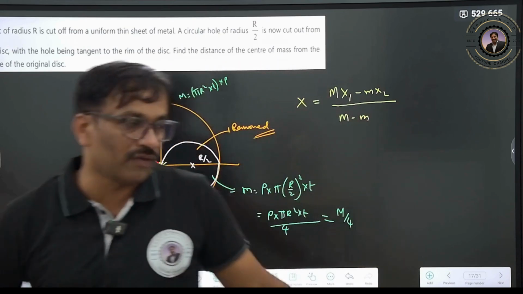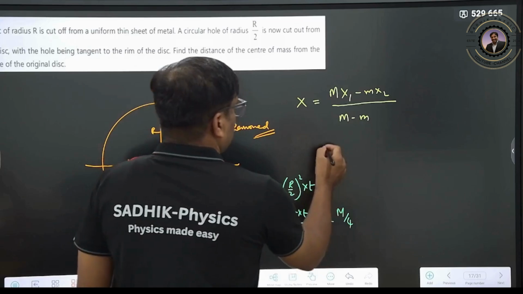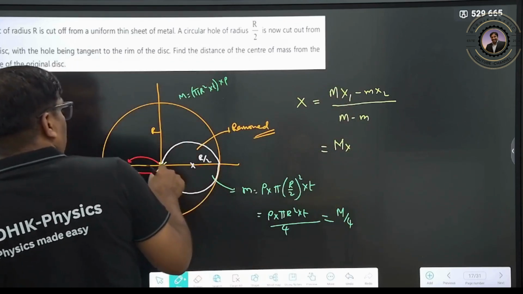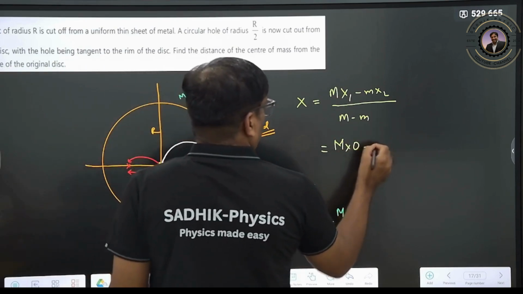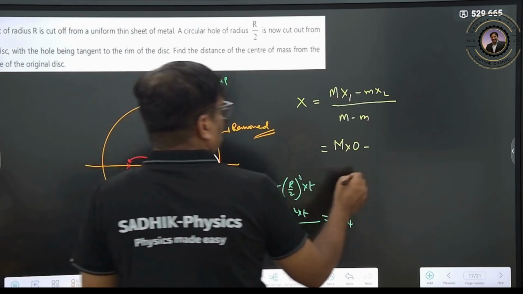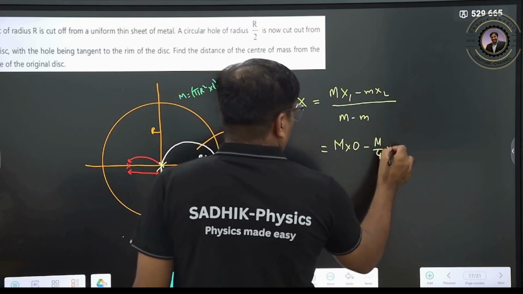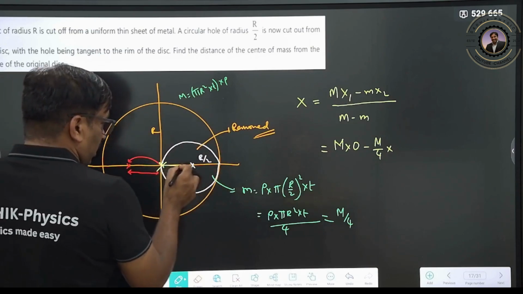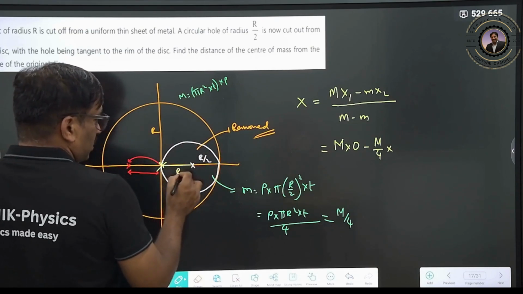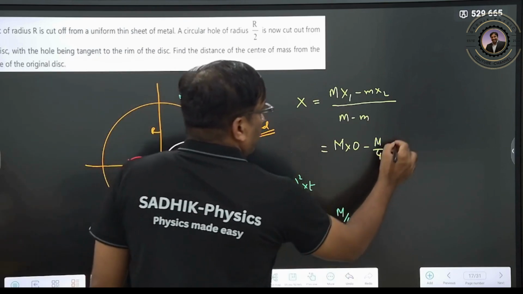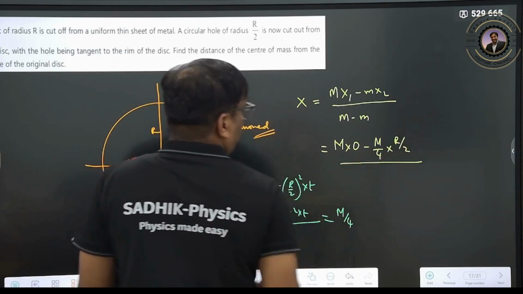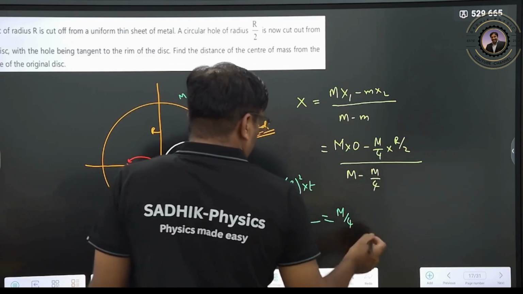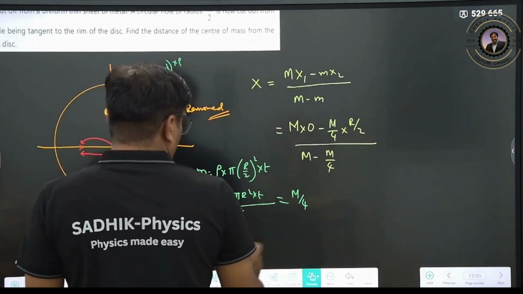Simple thing, you can solve it very easily. The total mass of the complete disc is M, and it lies at the origin, so 0, minus the removed part, M by 4. What is the distance from the center of the complete disc to here? This distance is R by 2. Therefore, R by 2 divided by M minus M by 4. That's all.